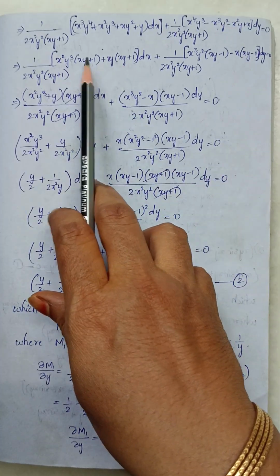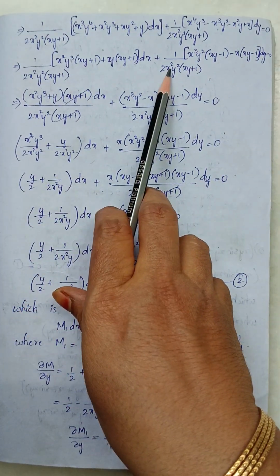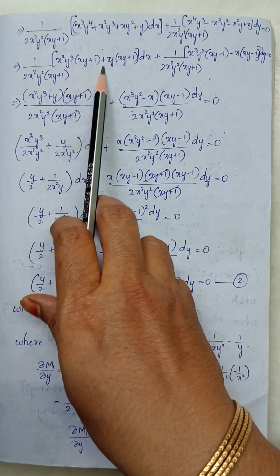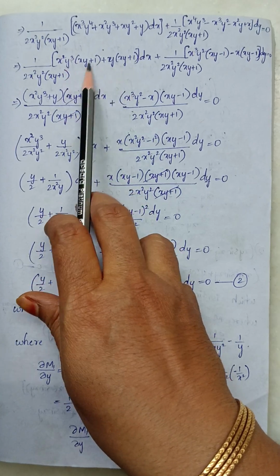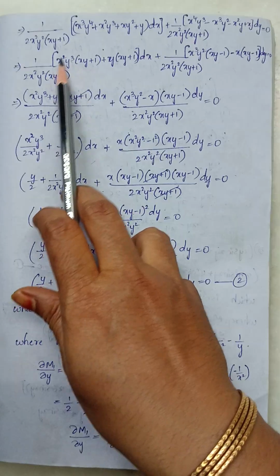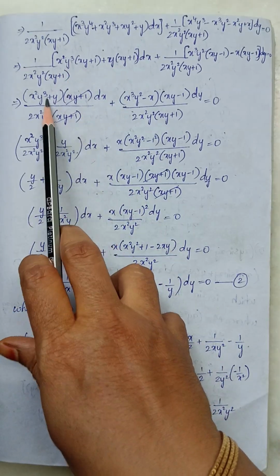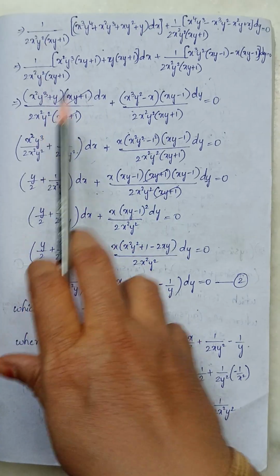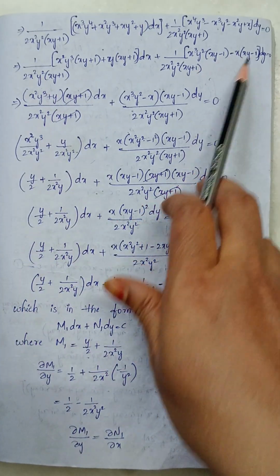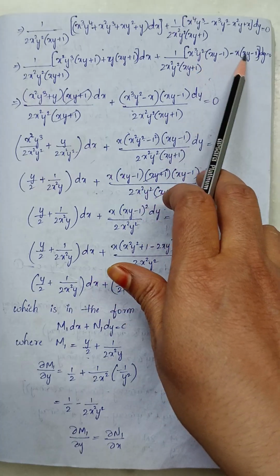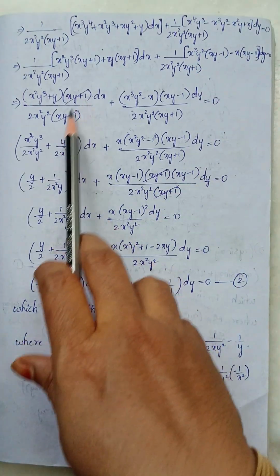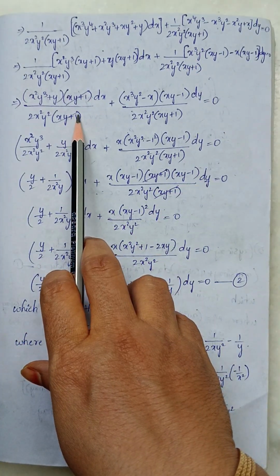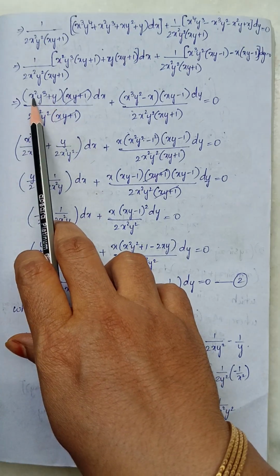Again, taking the denominator as it is here and here, from this we take xy plus 1 common, then x square y cube plus y will be there, and xy plus 1 taken as common, divided by the same denominator. Here also xy minus 1 is taken as common, then x cube y square minus x here. Now these two get cancelled.